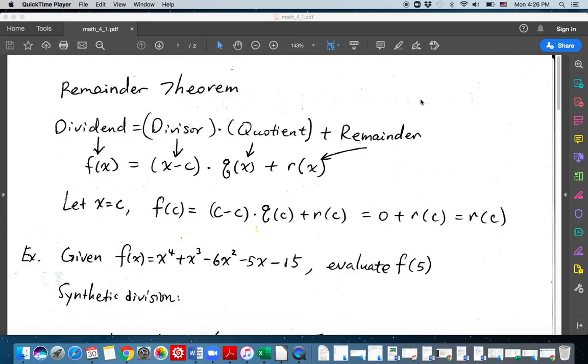The idea behind the remainder theorem and the factor theorem, and how to use these two theorems to solve problems. Recall that the division algorithm says dividend equals divisor times quotient plus remainder. So for now, we're going to use f of x, q of x, and r of x to denote the dividend, quotient, and remainder respectively. Keep in mind, these are polynomials. And for now, we consider the divisor to be a linear factor in the form x minus c.